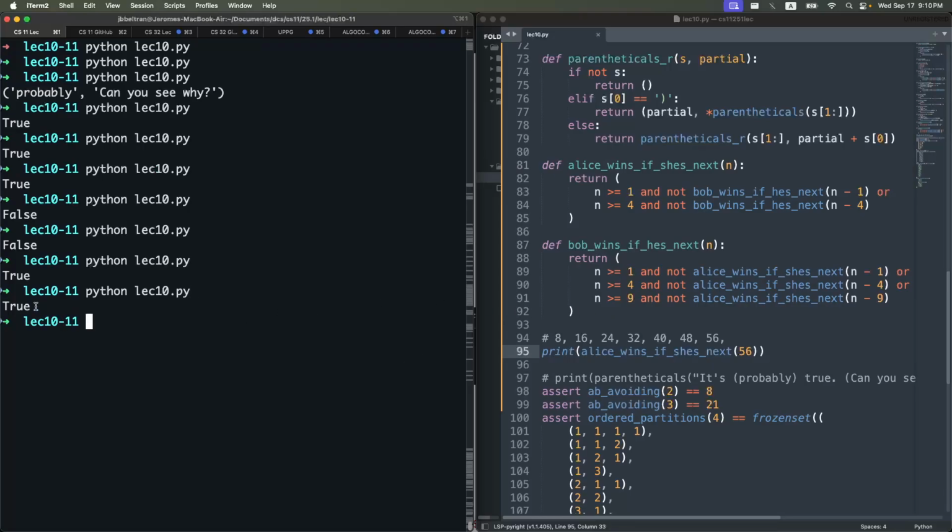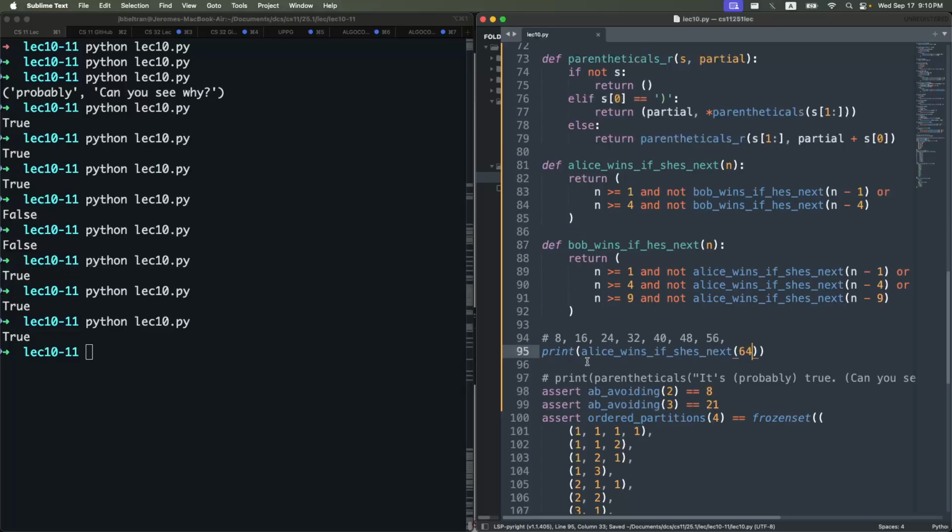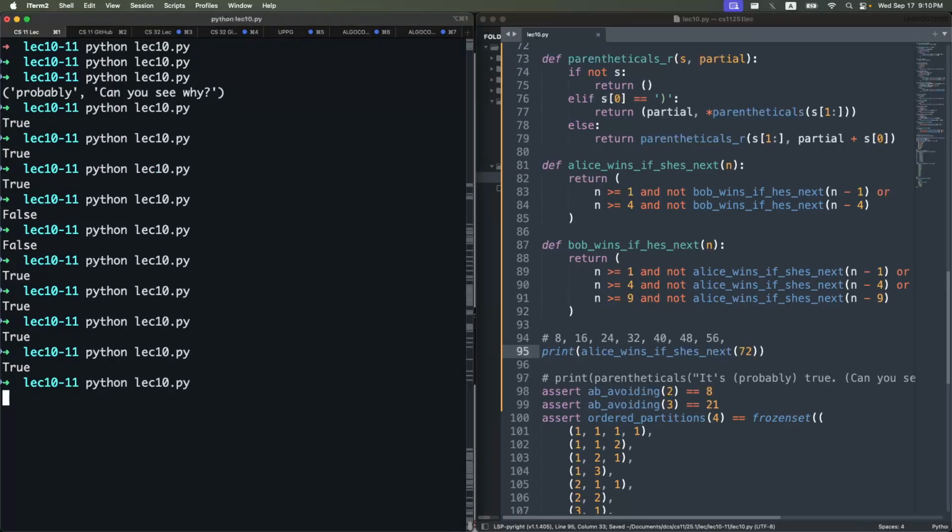How about 56? True. Oh, I think we are already seeing somewhat of a delay at 56. It takes a while to compute. Let's get the next multiple of 8, which is 64. Ooh, it's taking a while to compute. Let's try 72. And it's taking much longer to compute. So we'll see why this happens in a future lecture. Oh wow, it's taking quite long. Apparently the answer is false for n equals 72.